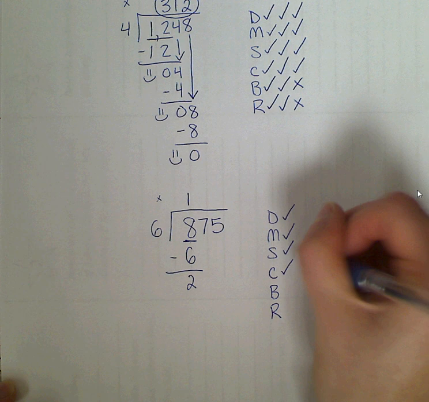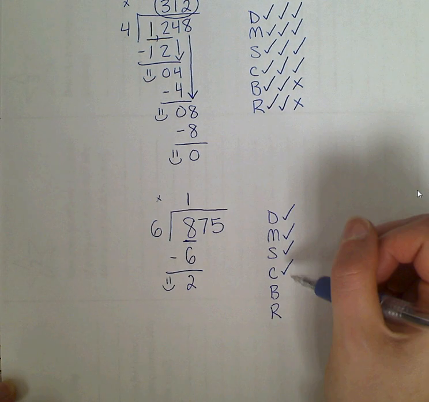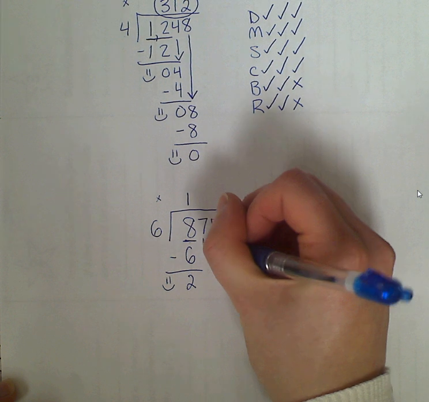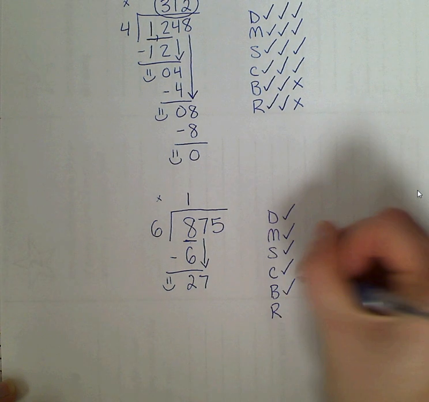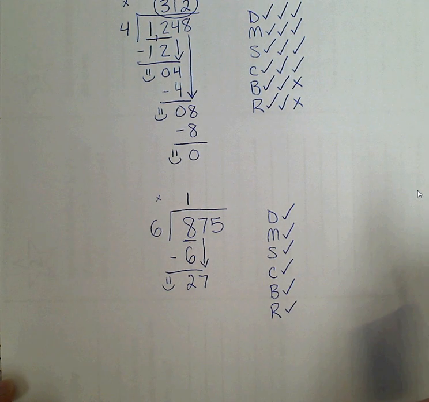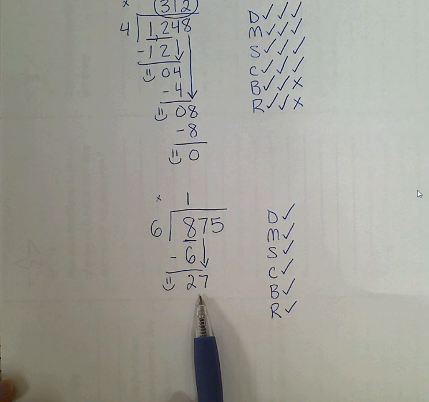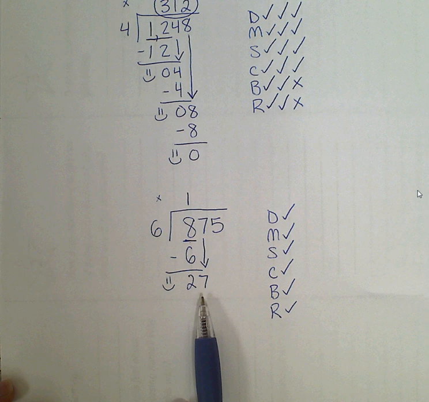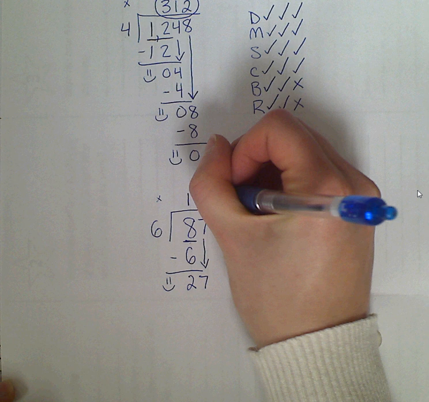Check. Is 2 less than 6? It is. Woohoo! And bring down. Only bring down the next digit. Don't want to get your number too big. And now I need to repeat this process. How many times can 6 go into 27? 6 times 3 is 18. 6 times 4 is 24. That's pretty close. Let's go with that one.